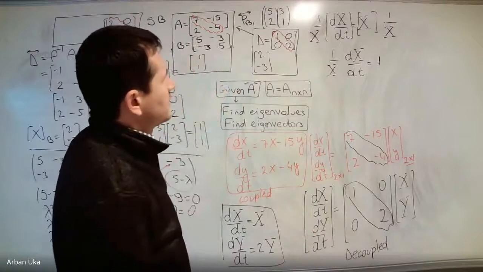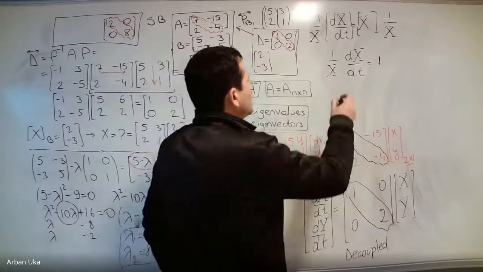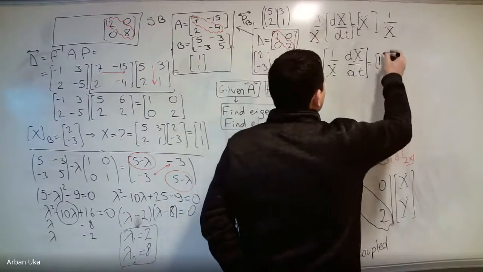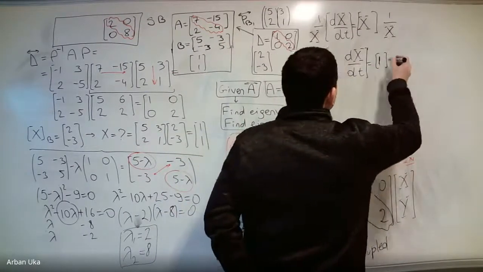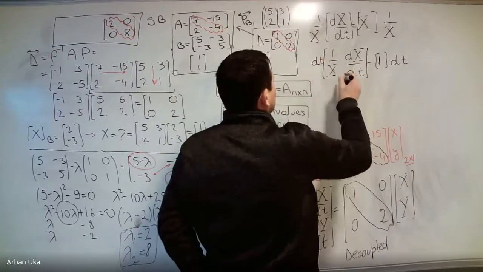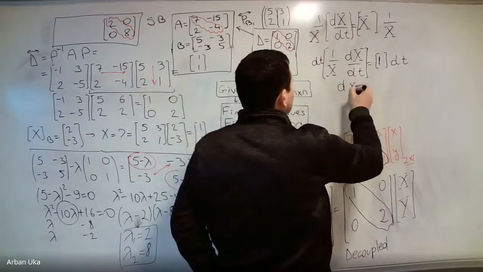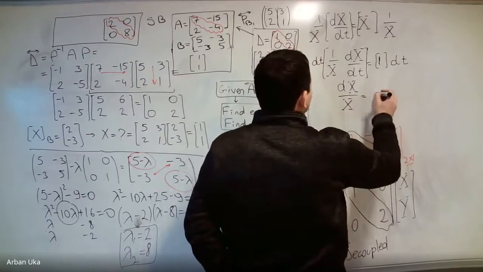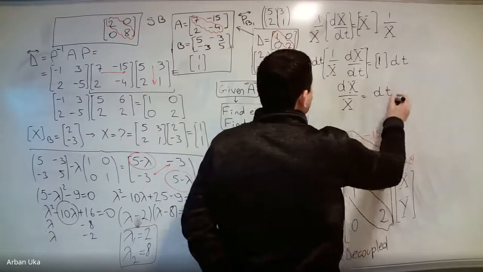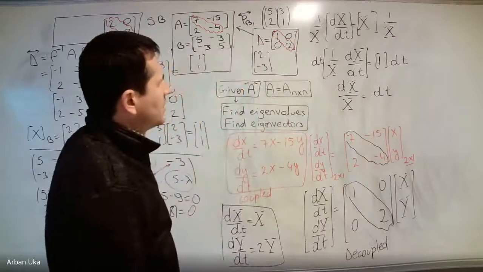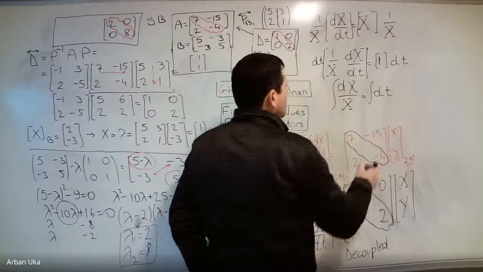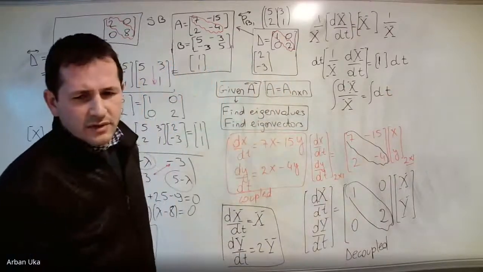What can you do next? We can multiply with delta t both sides of the equation. We multiply here delta t and here delta t. So what you get is dx over x. This is equal to dt. Okay? Then the next step is the following. You can integrate both sides. What is the integral of 1 over x?